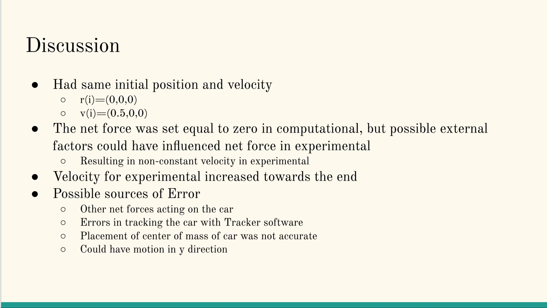So they had the same initial position and initial velocity, but the experimental was probably influenced by net external factors. So the possible sources of error include other net forces acting on the car, errors in tracking the car with the tracker software, errors in placement of the center of mass of the car was not accurate, and it could have had motion in other directions.